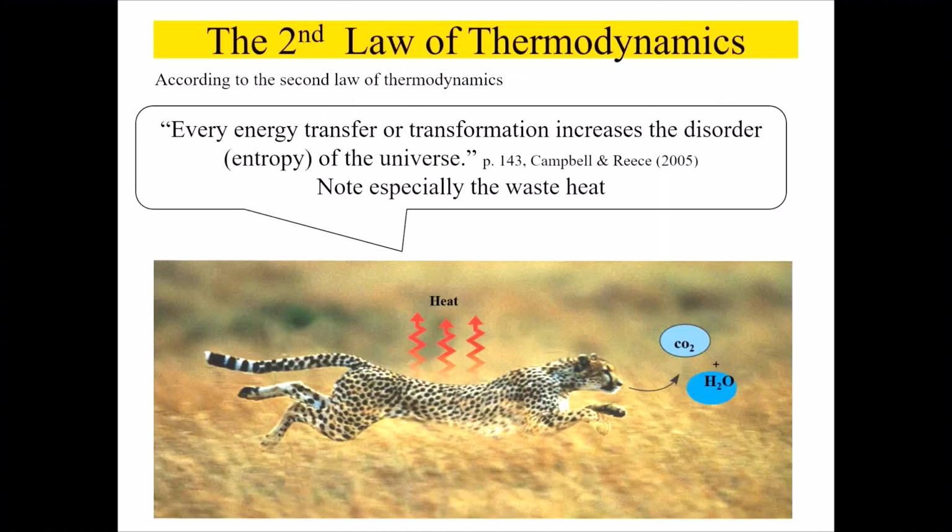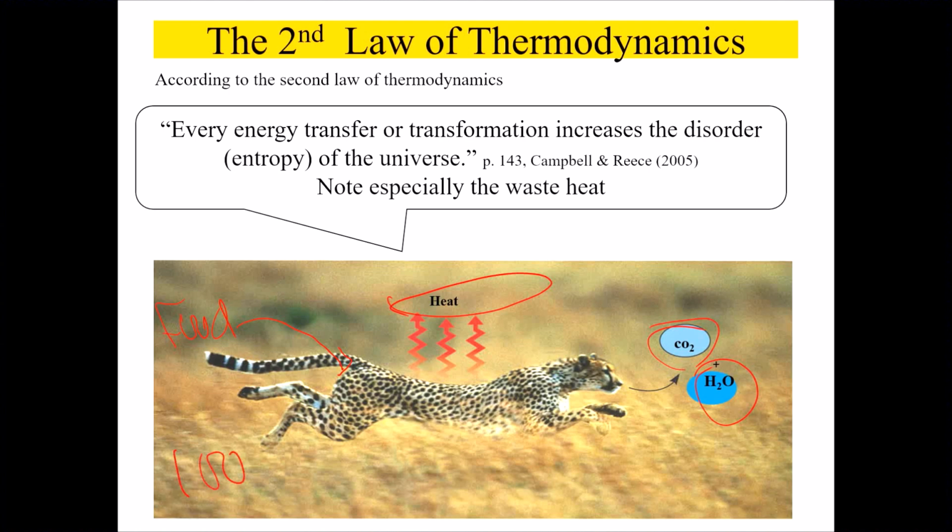The second law of thermodynamics, what does it say? It says that when you transform energy, the outcome is not 100%. So, we take food energy from here. This food energy is converted into kinetic energy. The outcome is carbon dioxide and water. But in between, there is a loss of energy.